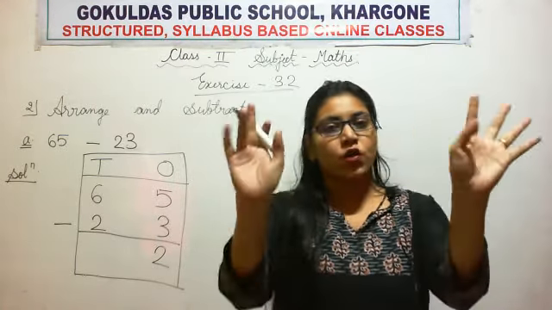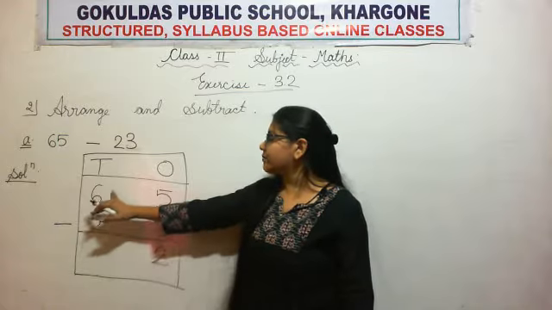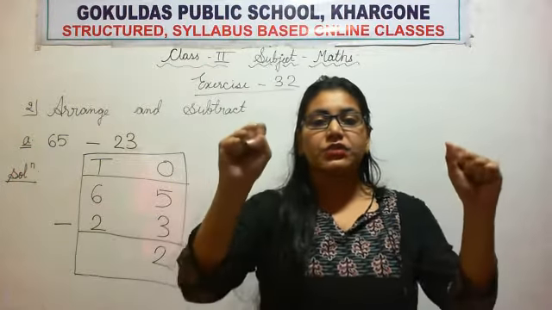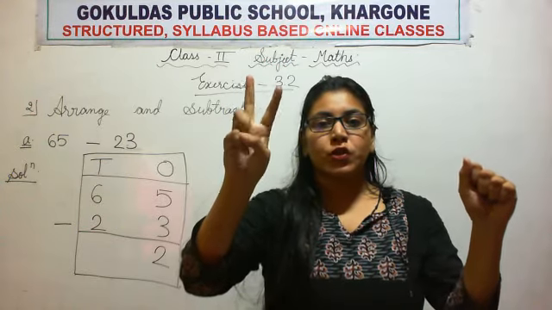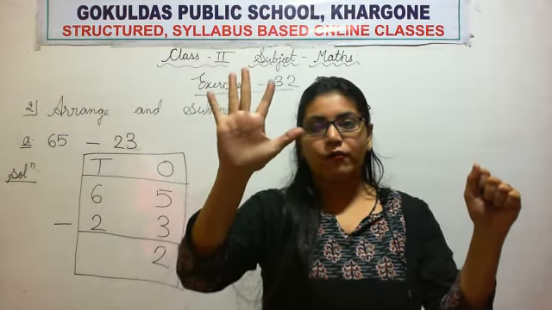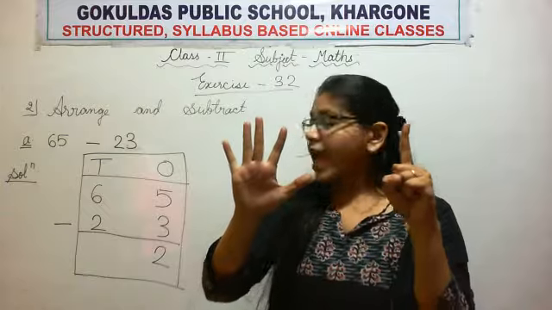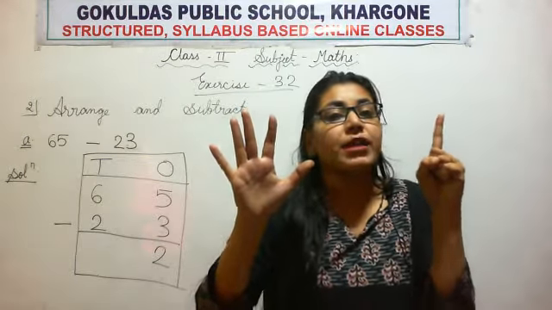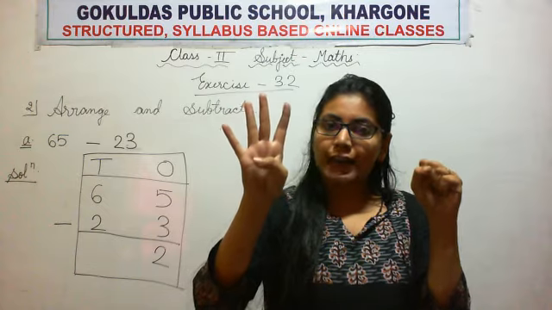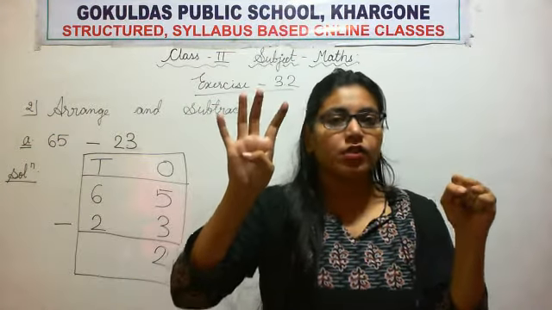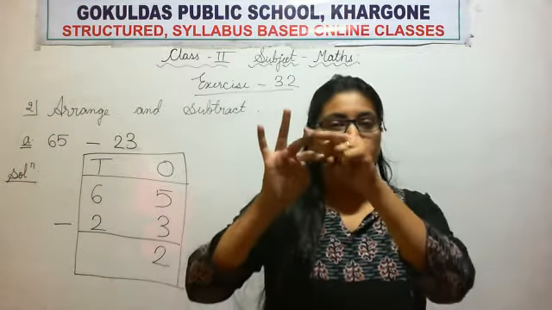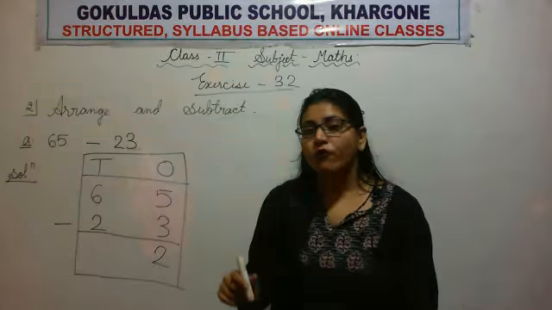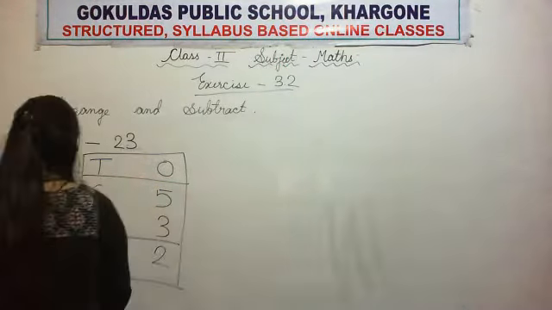Okay. Now moving towards tens column. 6 minus 2. So all of you open 6 fingers with me. 1, 2, 3, 4, 5, 6. Minus 2. Minus 2 is there, so we'll take away or remove 2 fingers. 1 and 2. Now we'll count the remaining ones. 1, 2, 3, 4. 4 fingers are left, so we'll write the number 4.